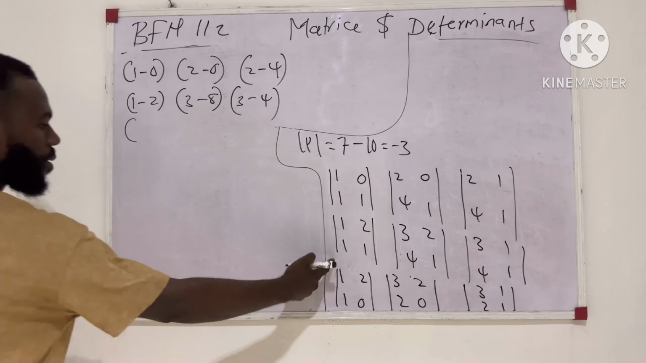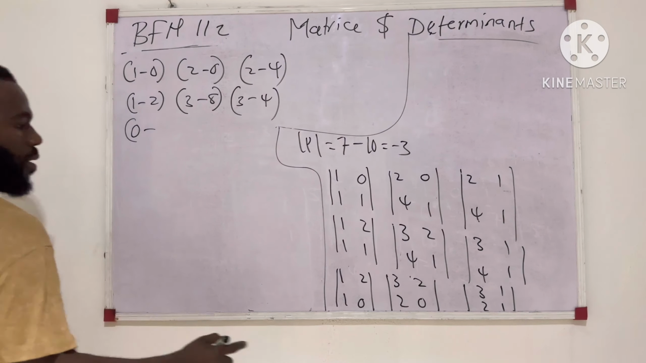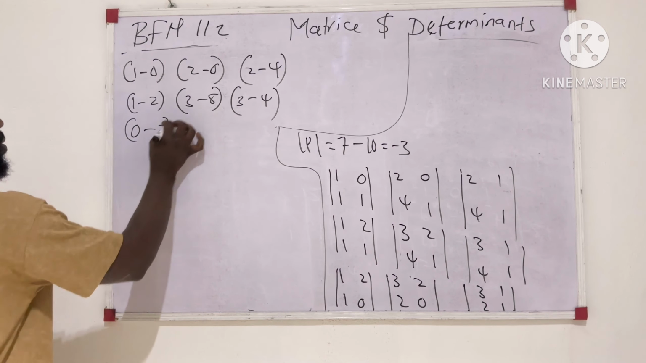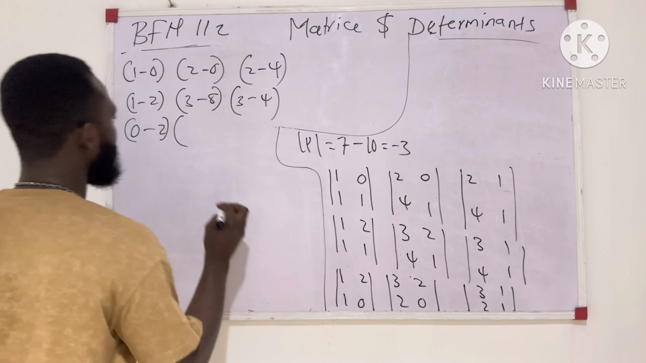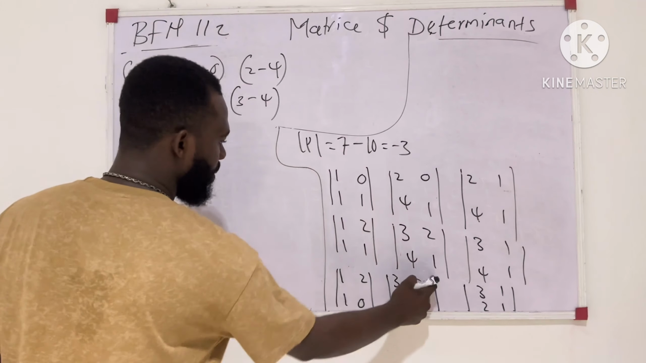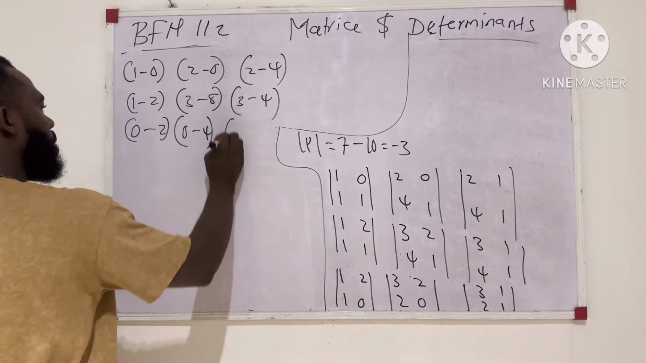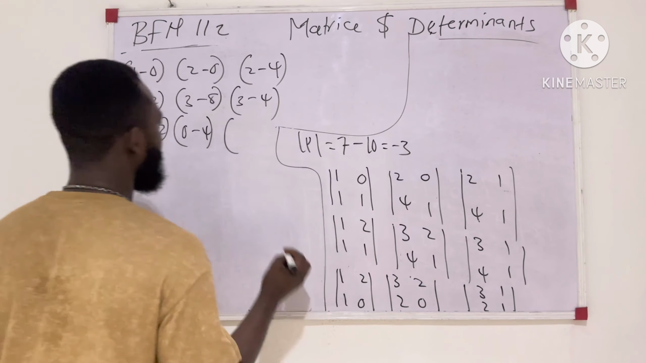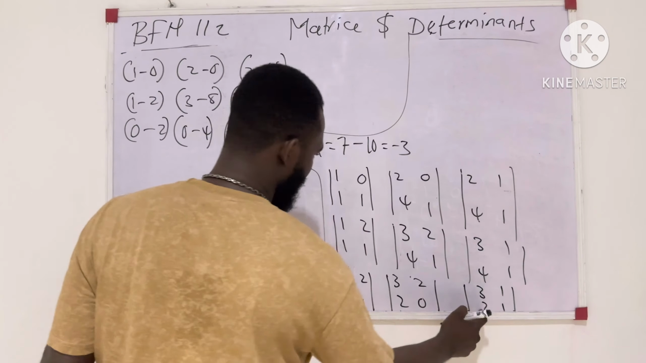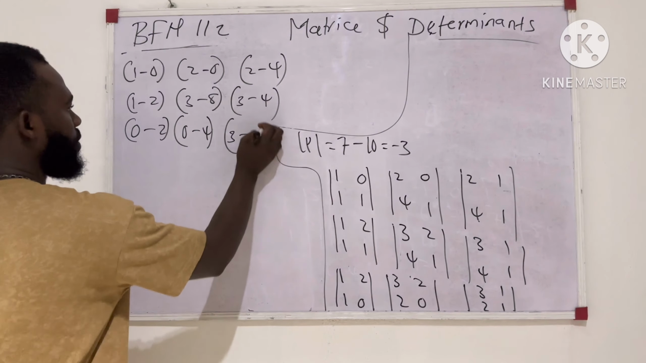1 times 0 gives us 0. 1 times 2 gives us 2. 3 times 0 gives us 0. 2 times 2 gives us 4. And lastly, 3 times 1 gives us 3. 2 times 2 gives us 2.